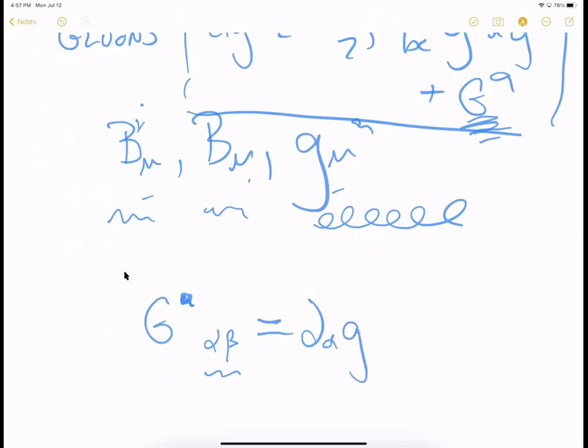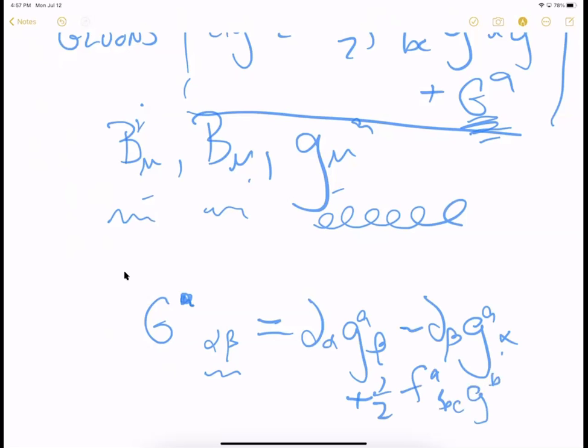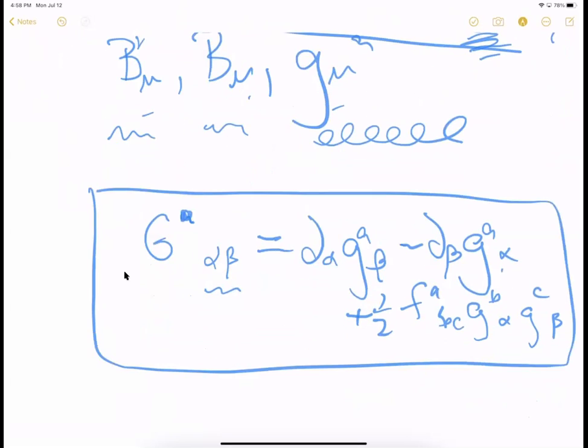And they end up looking like d alpha of G A beta, the curl. And then you also have the structure constant. So this is the thing that makes non-abelian gauge theory a little tricky. You've got these additional terms, B alpha G C beta. So this is what the gluon field strengths look like.